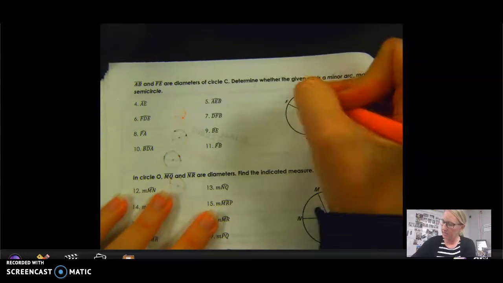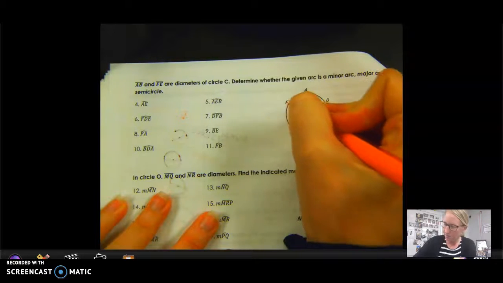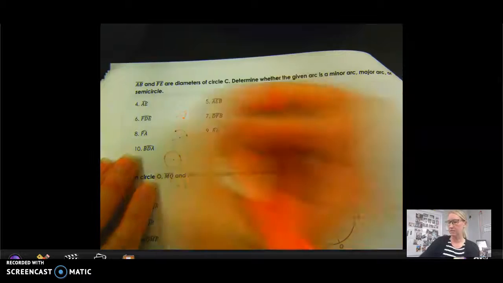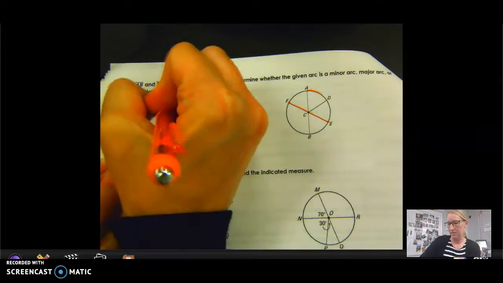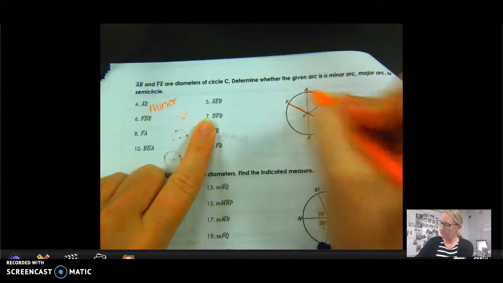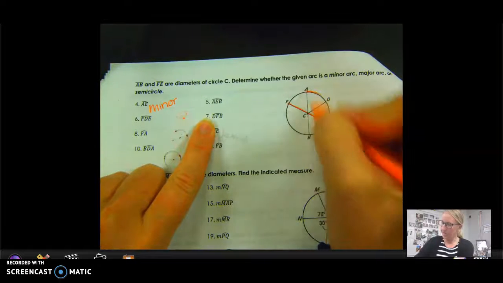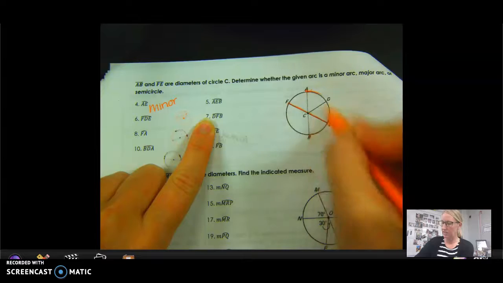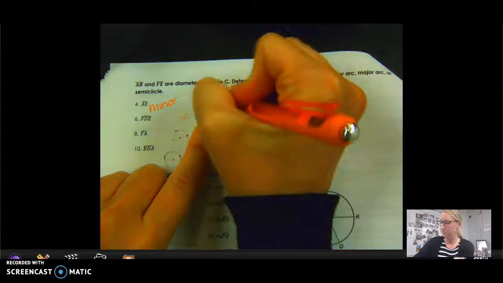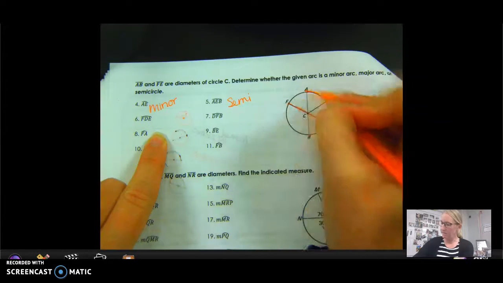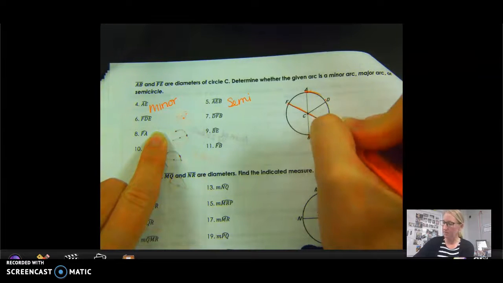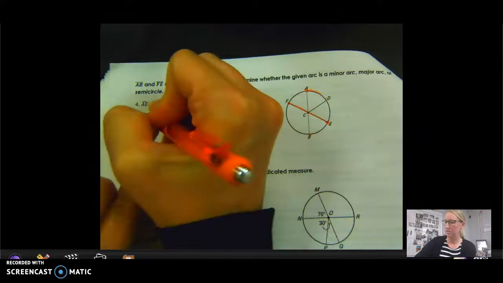Okay, so A to E, F to E is our diameter, so that would be our semicircle. So if I'm starting at A and going to E, that's less than the semicircle, so that would be a minor arc. A to E to B. So A to B is also a diameter, so if I go A to E to B, that is the start and end point of my diameter, so that would be a semicircle. F to D to E, again, same thing. F to E is a diameter, so F to D to E would be end point to end point on my diameter, so that would be a semicircle.